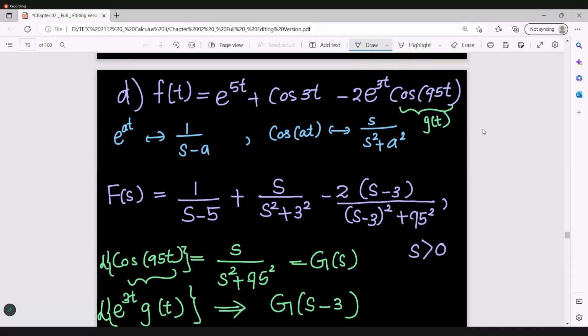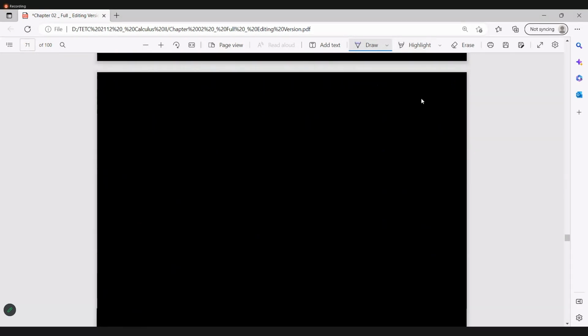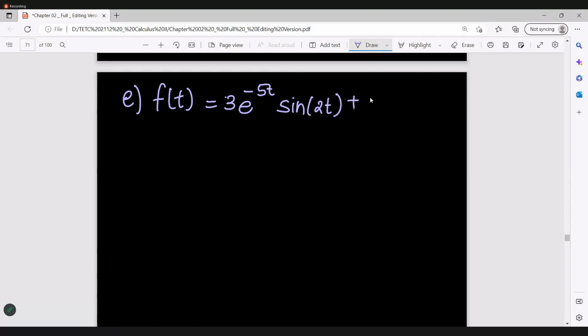Okay, so I think in part E also we have to use this thing. So let's do that one as well. Part E. F of t is equal to 3 e to the power minus 5t sin 2t plus 5t to the power 3. So we are asked to find the Laplace transform of this one.